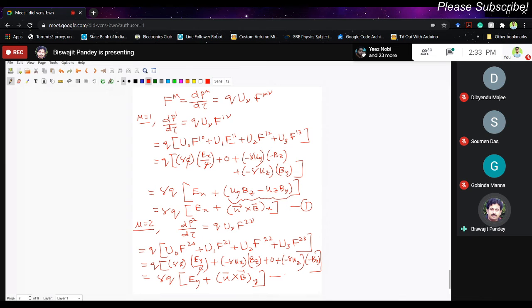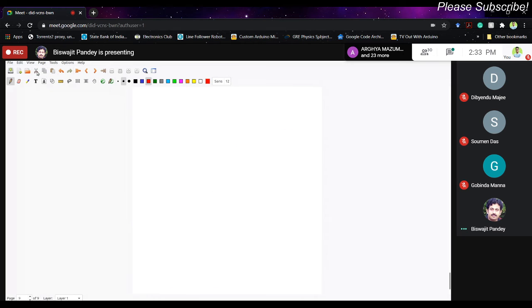And if we use mu equal to 3, let us again use mu equal to 3. So this is the final thing. Again, we want to calculate dp3 d tau, the z component of the force, q u nu f3 nu. Again, it's the same exercise: q u0 f30 plus u1 f31 plus u2 f32 plus u3 f33. Let us put the values.